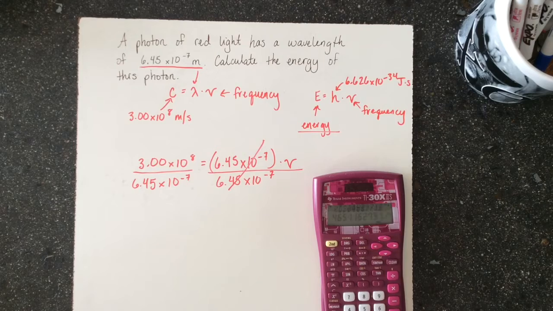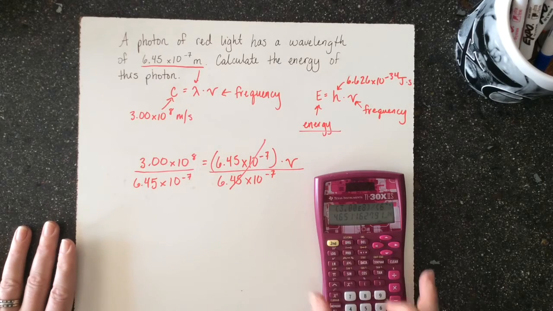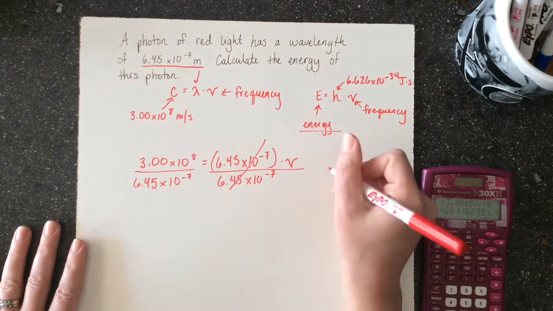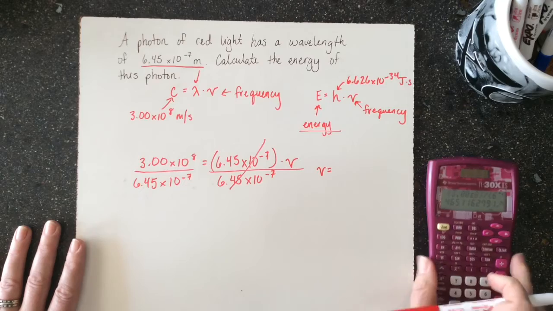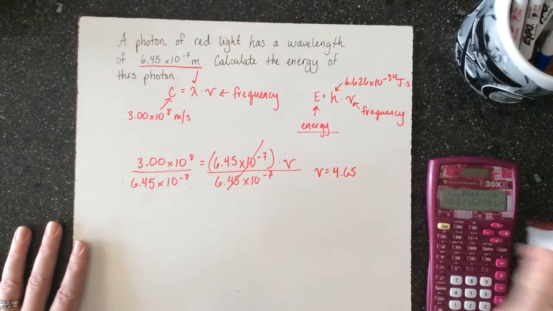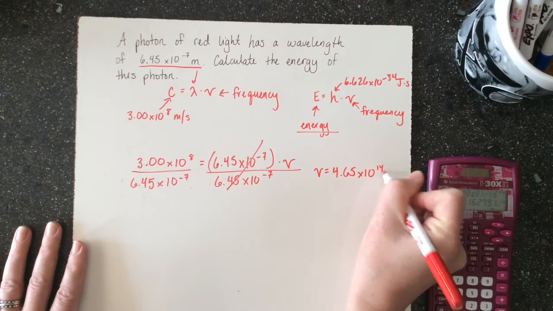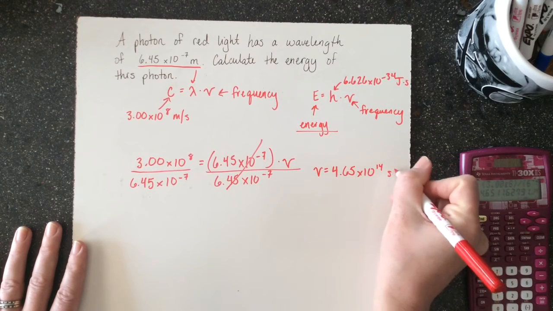So what we're going to find is our frequency here. With significant figures, each of these values has 3 significant figures, so we're going to record our frequency to 3 significant figures as well. So 4.65, and then I see down here times 10 to the 14th. And since it's a frequency, its units are per second.